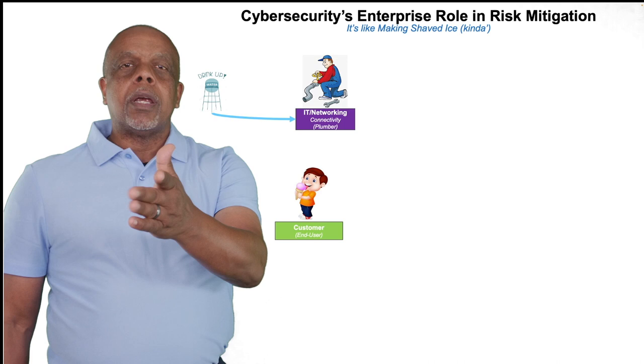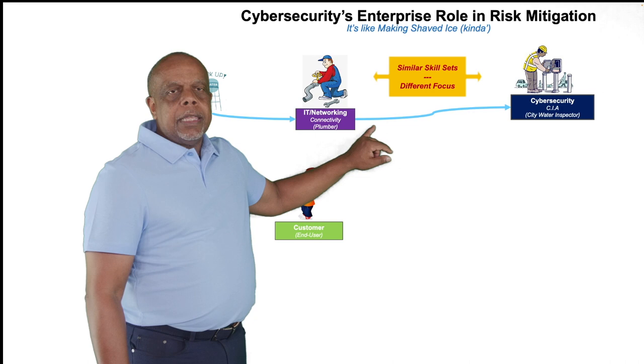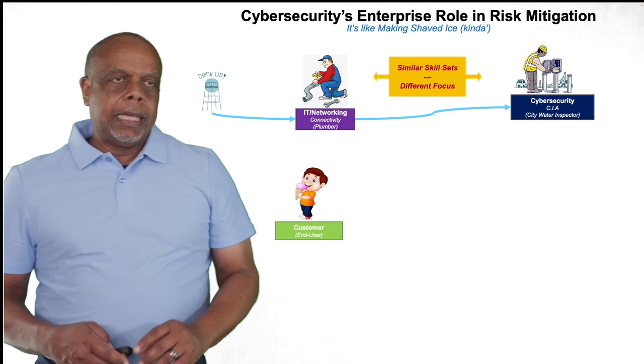Water, you got it. So we're coming from the city water plant, and think of the IT guy as kind of the plumber. They are providing the connectivity to get water into our facility, okay? And then that water goes to the cybersecurity side, CIA, that's us. Like I say, very similar skills, different focus.